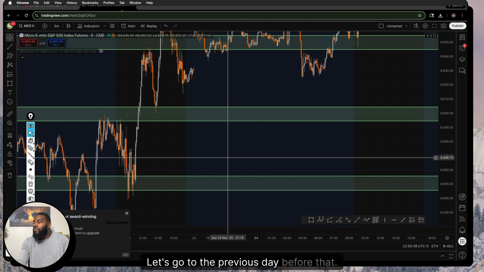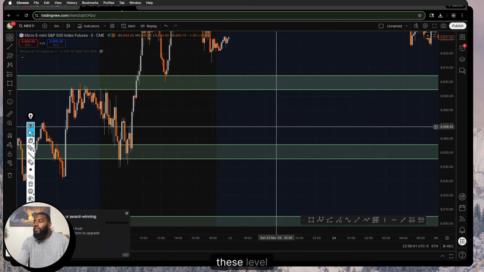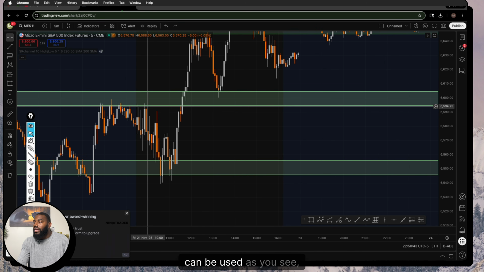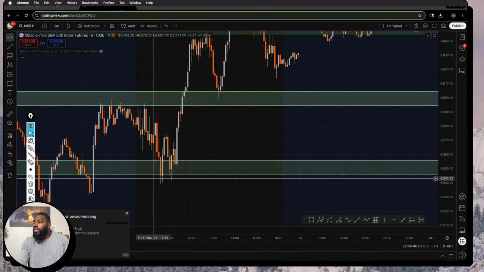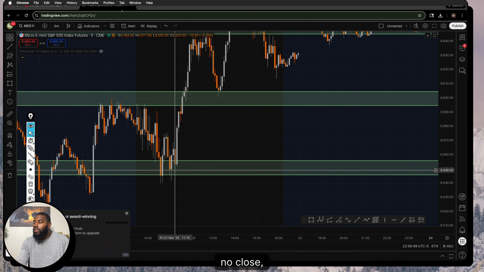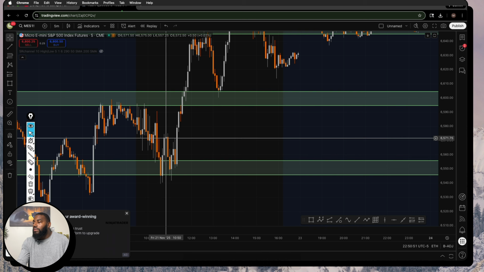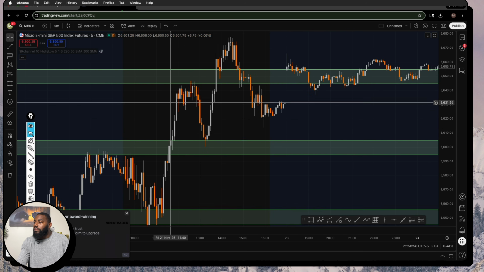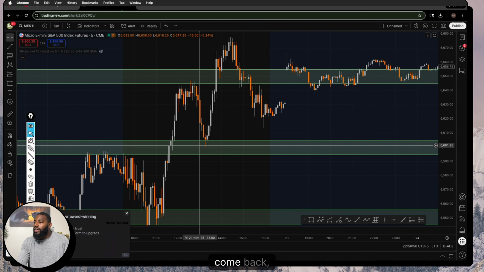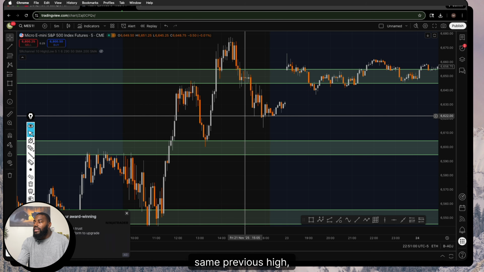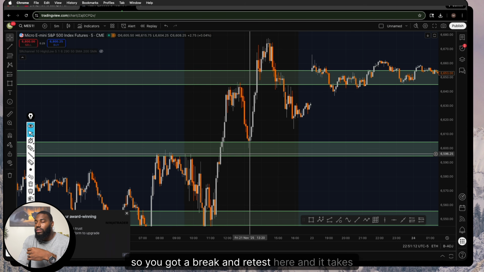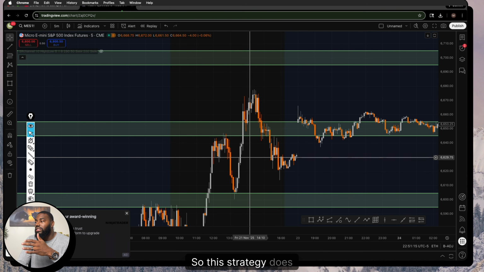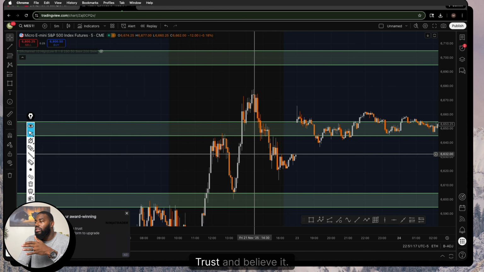Let's go to the previous day before that. Again, these levels can be used. As you see, come down here, no break up under it, no candles close underneath this. Another hold here, hold up, and it's out of here. Again, break, hit this level, come back, retest, same previous high. So you got a break and retest here, and it takes off. This strategy does work. Trust and believe.